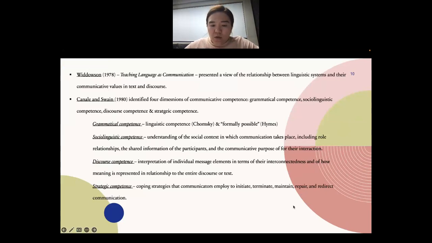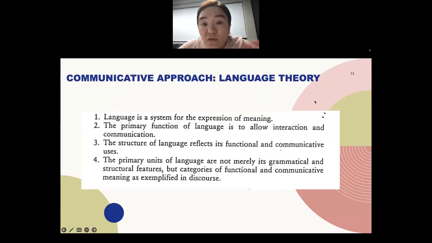Let's move on. Let's consider the communicative approach from the perspective of language theory. Here, language is a system for the expression of meaning. The primary function of language is to allow interaction and communication. The structure of language reflects its functional and communicative uses. The primary units of language are not merely its grammatical and structural features, but categories of functional and communicative meaning as exemplified in discourse.